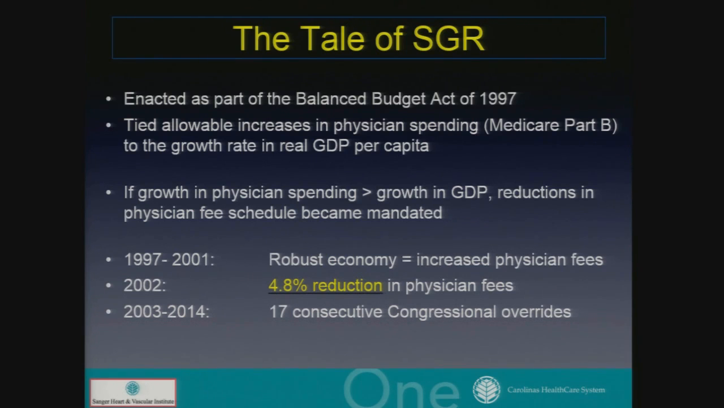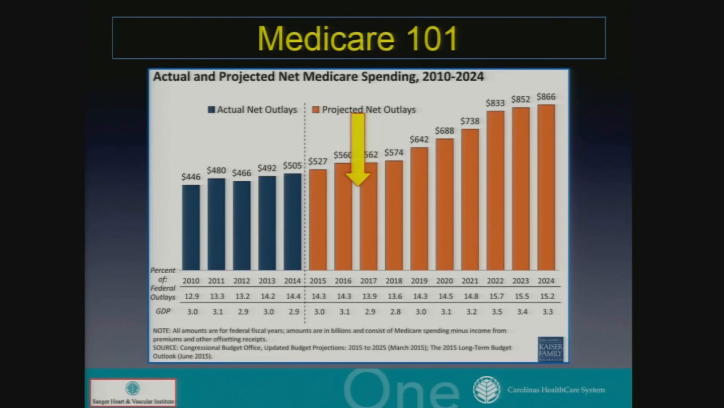The first couple of years, the economy was very robust. There were no issues, but then in 2002, there was almost a 5% drop. That led to a political firestorm. And then for the next 11 years or so, there were 17 acts of Congress to stop this. And anyone who remembers those days, it always got nervous at the end of the year, what were we going to get paid the next year? So this led to a lot of uncertainty in terms of how we got paid.